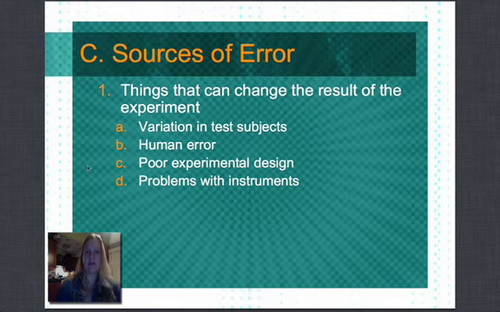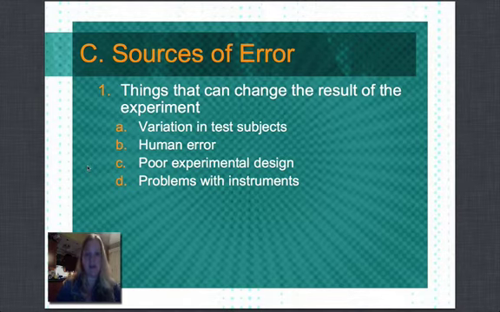All right, sources of error. So after you do your experiment, it's important to reflect upon possible sources of error. So things that can change the result of the experiment. These could be the variation in the test subjects themselves. Again, I mentioned in the cat experiment, these could be just the genetics of the cat. Maybe you tried to control everything, the breed, the age of the cat, the size of the cat, but maybe it just was a different cat than another one that was right next to it getting the same treatment.